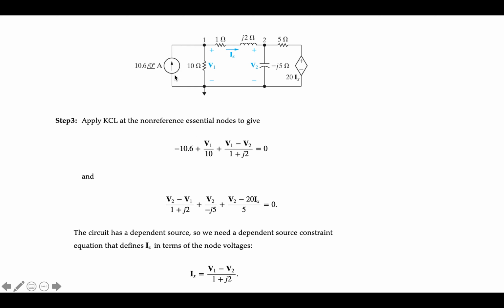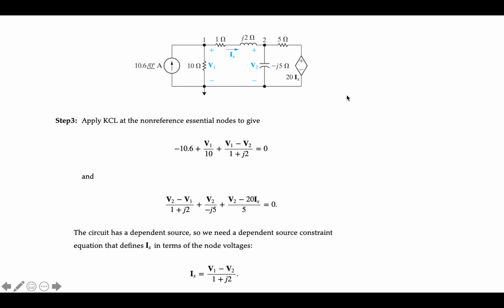The first node equation has the current coming into the node: V1 over 10, V1 minus V2 over this impedance. The second node will have V2 minus V1 over this impedance, V2 over minus j5, and then V2 minus 20 Ix over 5. So those are your two node equations. Then you need an equation that defines the dependent source variable Ix. Ix is the current between node 1 and node 2, so that would just be V1 minus V2 over that total impedance.